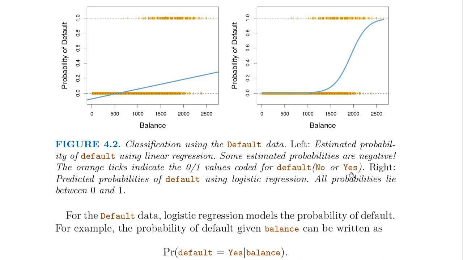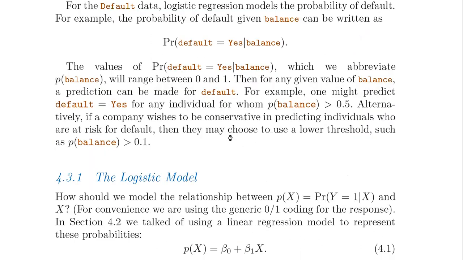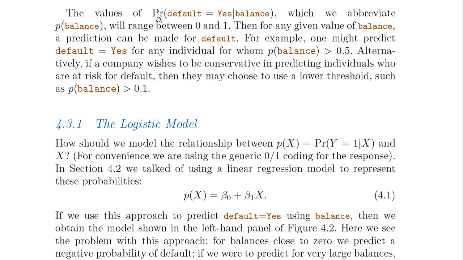And whether that person is a student, which is a qualitative predictor variable, and we're going to see all these things very soon. The values of probability default equals yes, given the balance, which we are going to abbreviate to p of balance, will range between 0 and 1. Then comes the next step, where we're actually going to say default equals yes or default equals no. So far, we're only speaking of probabilities. Then, for a given value of balance, a prediction can be made for default.